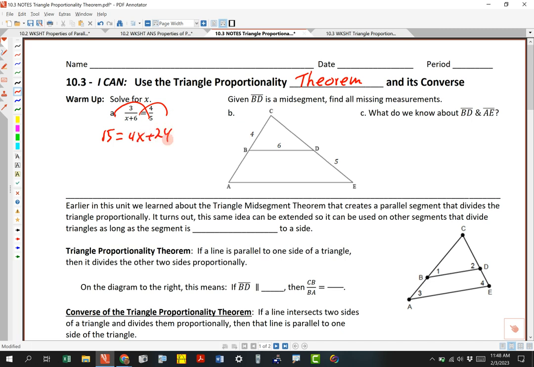I start moving stuff around and I solve this. So I'm going to subtract the 24. I get negative 9 equals 4x. And divide by 4. I end up with x equals negative 9/4. Okay? No surprises. We've been using proportions for quite a while, right? We're going to be using more proportions today, and some of them are going to get a little bit weird. It's the setup. It's not going to be the solve part that's very difficult. Okay, take a look at the next one.